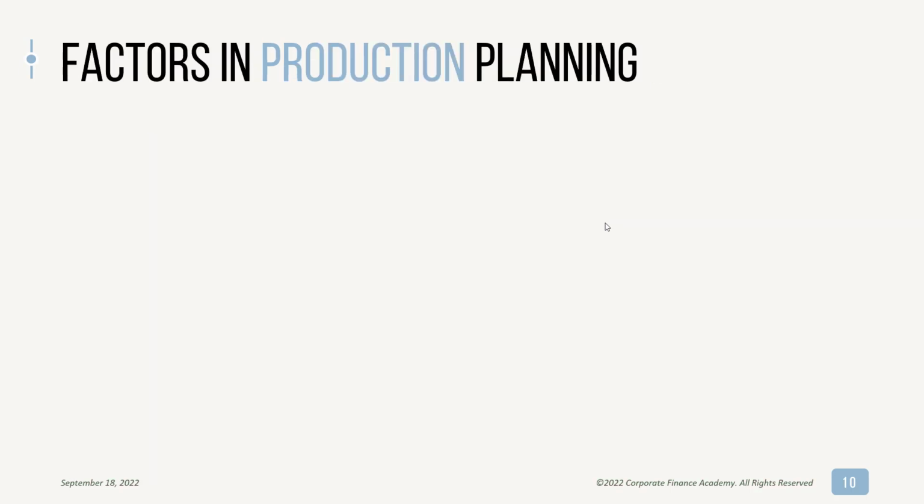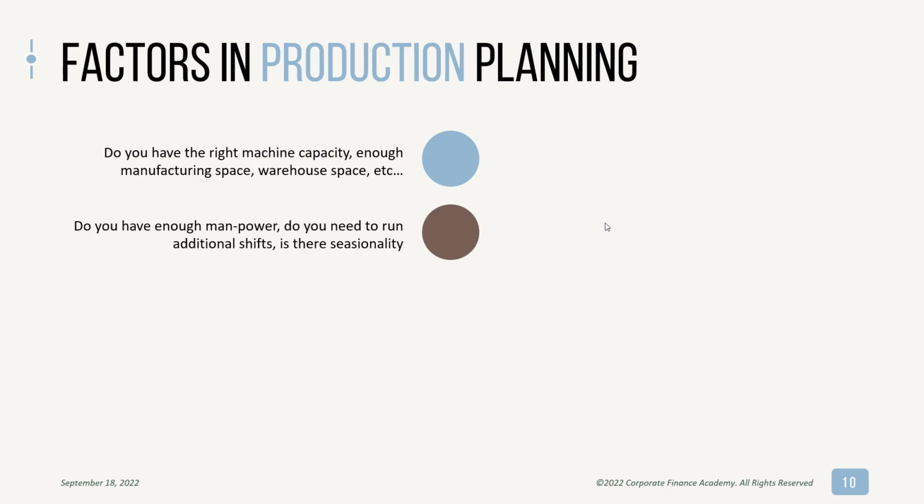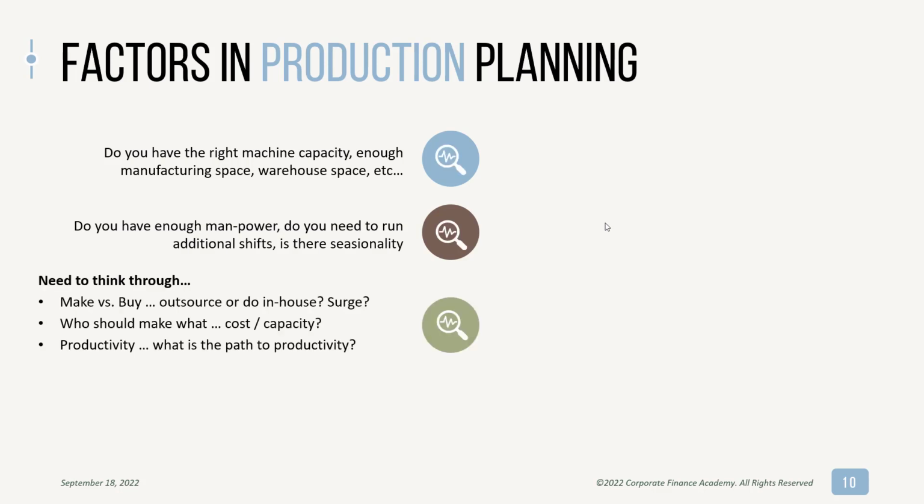So what factors play into production planning? One, do you have the right machine capacity? And that goes back to hard capacity like we talked about on the prior slide, but also manufacturing space. You might need warehouse space, and there are other elements that can be a part of that. Do you have enough manpower? So that's soft capacity. Do you currently run 1 shift and now you have to run 2 shifts? Is there any seasonality to your business you have to consider?